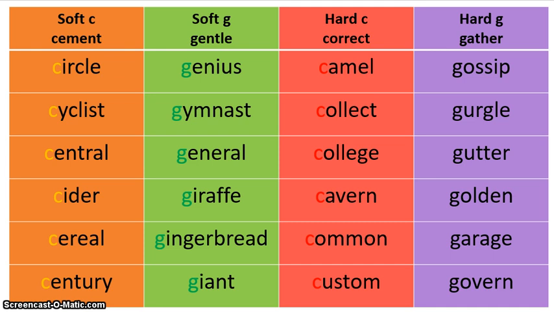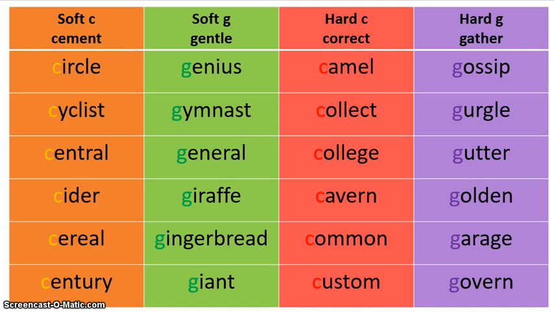Okay. So I have a hard G sound as in gather. So it's going to be gossip, gurgle, gutter, golden, garage, and govern. Those are your hard G sounds. So you need to go back, take your purple colored pencil, and highlight all the hard G sounds, which is spelled with the letter G, at the beginning of each one of those words. You've got to remember, there's a couple of words on here that are kind of hard to spell. But the biggest thing is you also need to remember what column they go into.